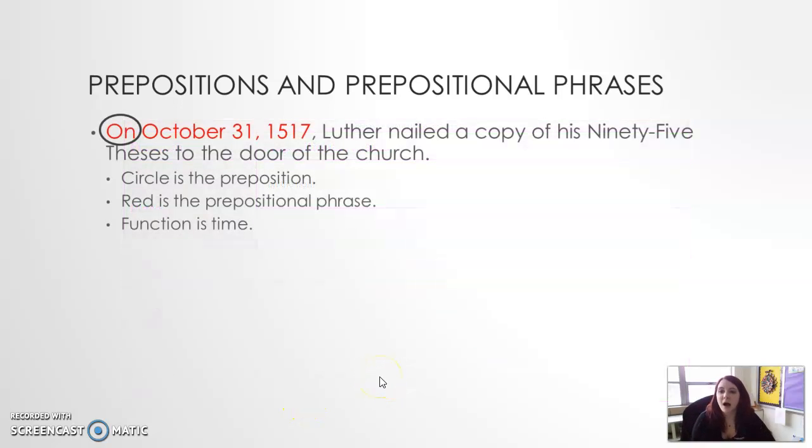So, on October 31st, 1517, Luther nailed a copy of his 95 Theses to the door of the church. What is circled here is the preposition. The phrase that's in red is the full prepositional phrase. Notice how the preposition is the one word, and the phrase shows the who, what, where, when, or who. This one's showing the date. In red is the full prepositional phrase, and the function is time. So the whole purpose of this one is to show time.